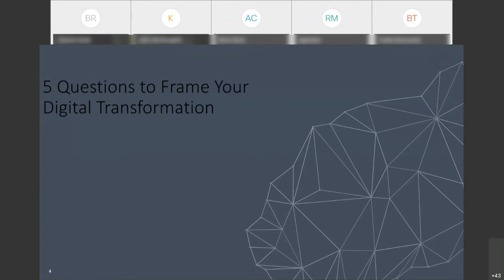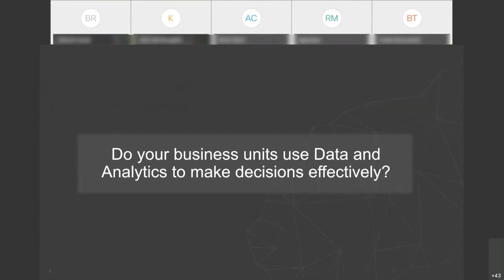So with that as a backdrop, let's think about some questions that you might need to ask yourselves as you start to frame your transformation, and start to think about how you apply the technical capabilities of AI and ML and analytics in general to your business in order to start gaining that value that you're looking for. The first one is, do your business units use data and analytics to make decisions effectively? Most of us, and we'll talk about this a little bit more, have got BI organizations that are very good at telling us what we did, but not as good at telling us what we should do or how we should do things moving forward.